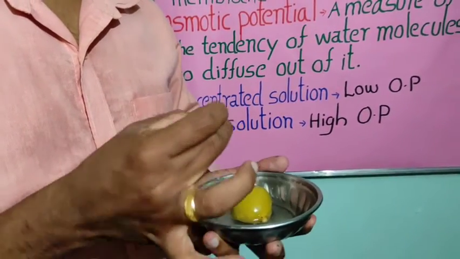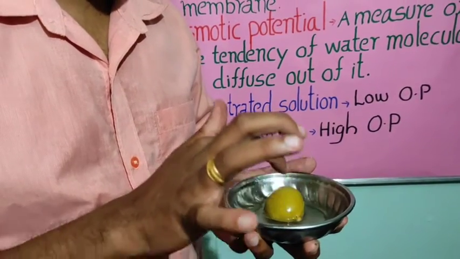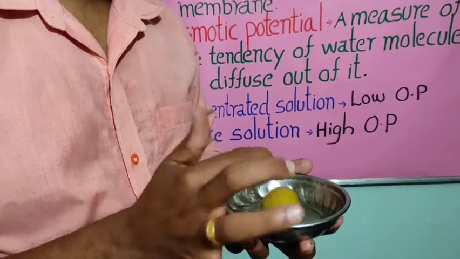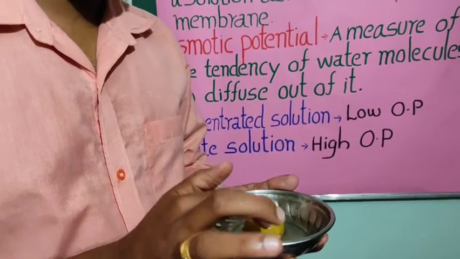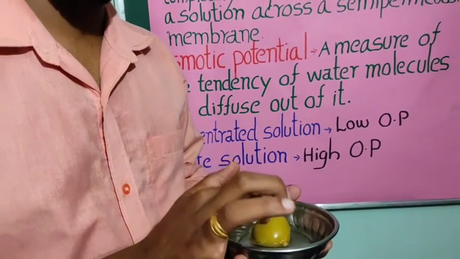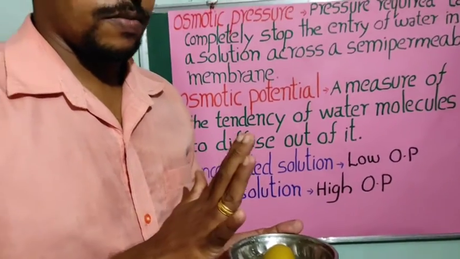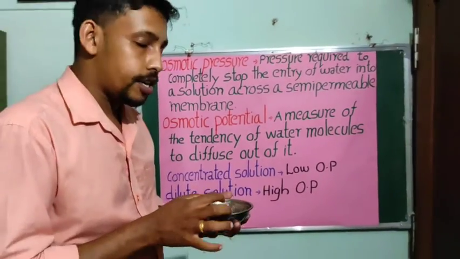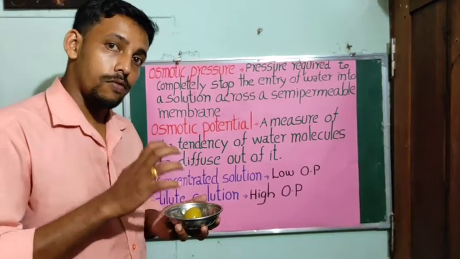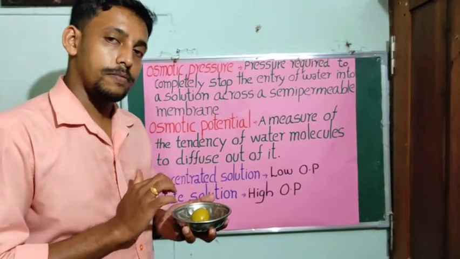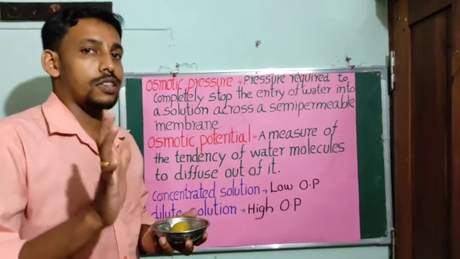The outward diffusion of water through this semi-permeable membrane into this solution, so exosmosis may take place. So there is the entry of water into this solution through this semi-permeable membrane. To stop this type of movement, to stop the entry of water into this solution through a semi-permeable membrane, a pressure is needed.